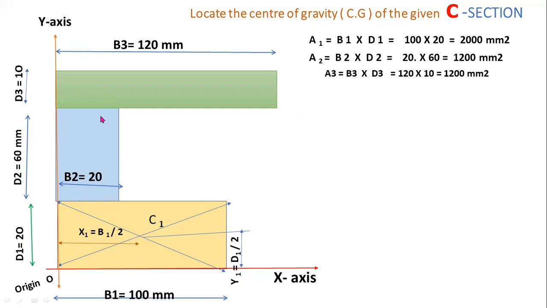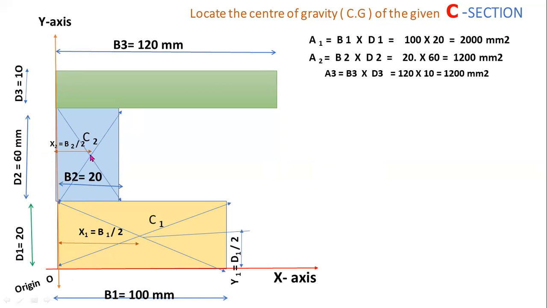Now I am locating the centroid of this second rectangle. For that purpose, I am drawing the diagonal lines for locating the centroid C2. C2 is the centroid of the middle rectangle. Now x2 is the distance of centroid C2 from the y-axis, x2 equals b2 by 2. Here b2 equals 20 mm, so 20 by 2 equals 10 mm. So x2 equals 10 mm.